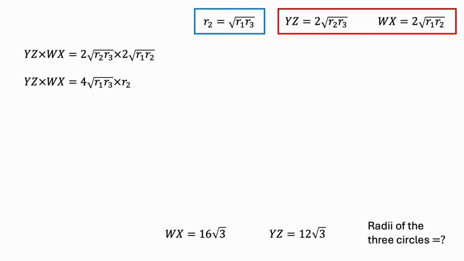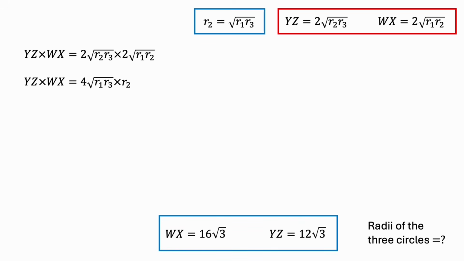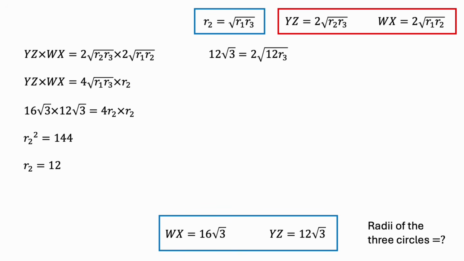Using R2 equals square root R1R3, WX equals 16 square root 3, and YZ equals 12 square root 3, we obtain 16 square root 3 times 12 square root 3 equals 4R2 times R2, which simplifies to R2 squared equals 144. Taking the square root, we obtain R2 equals 12. From the equation for YZ, we have 12 square root 3 equals 2 square root 12R3, which simplifies to square root R3 equals 3. Squaring both sides gives us R3 equals 9.